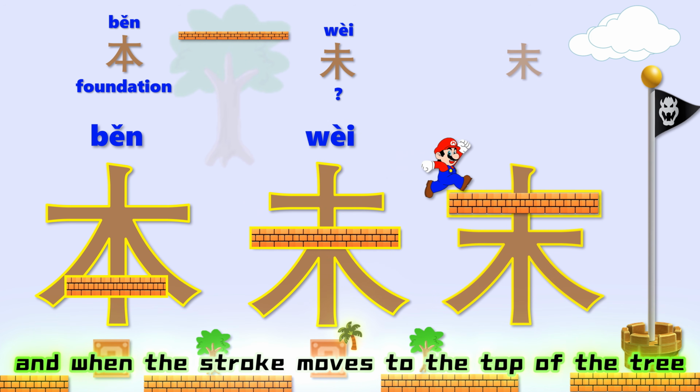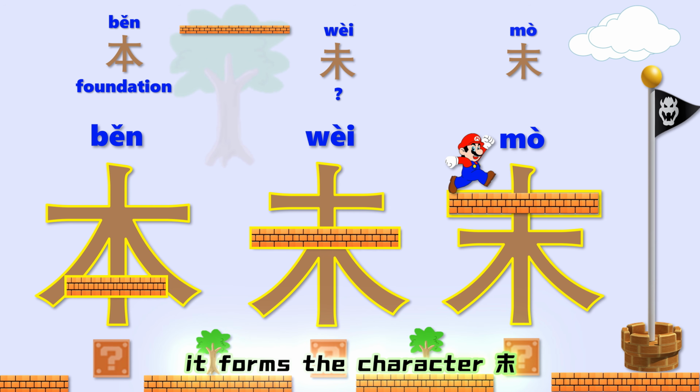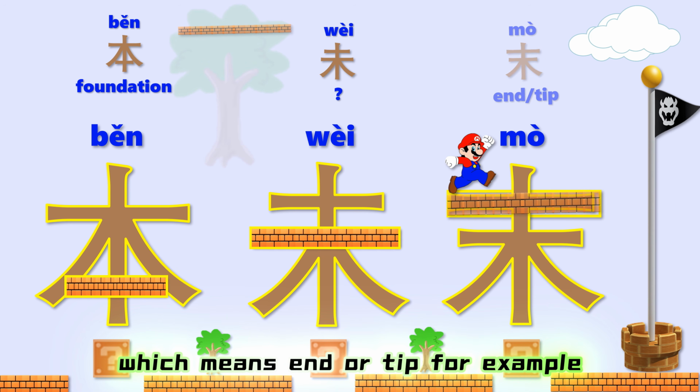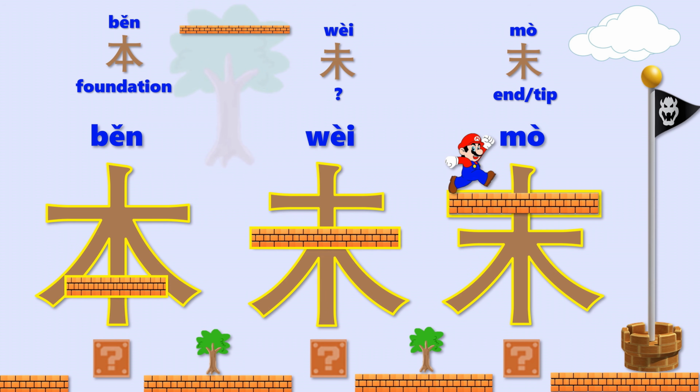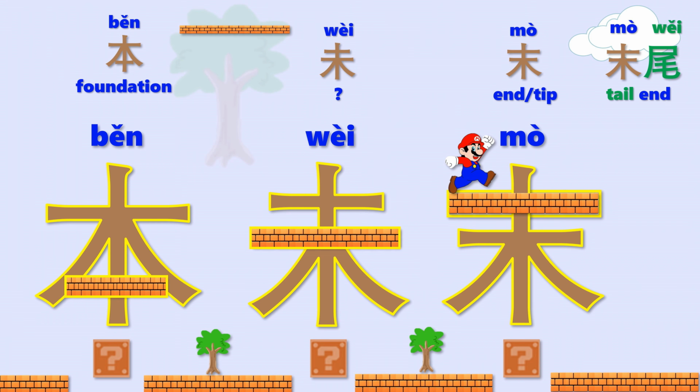And when the stroke moves to the top of the tree, it forms the character mo, which means end or tip. For example, you can use it in phrase like mo wei. Wei means tail, mo means end. Mo wei means tail end.